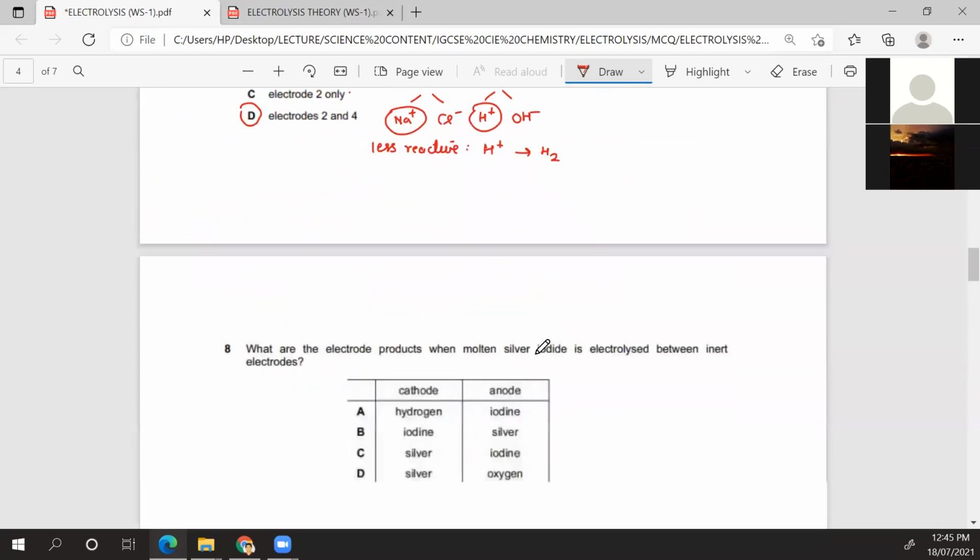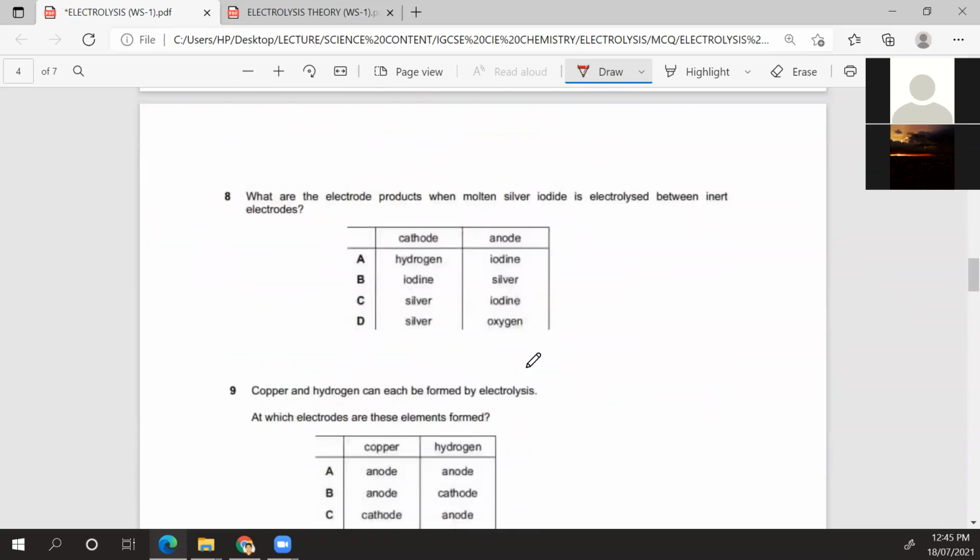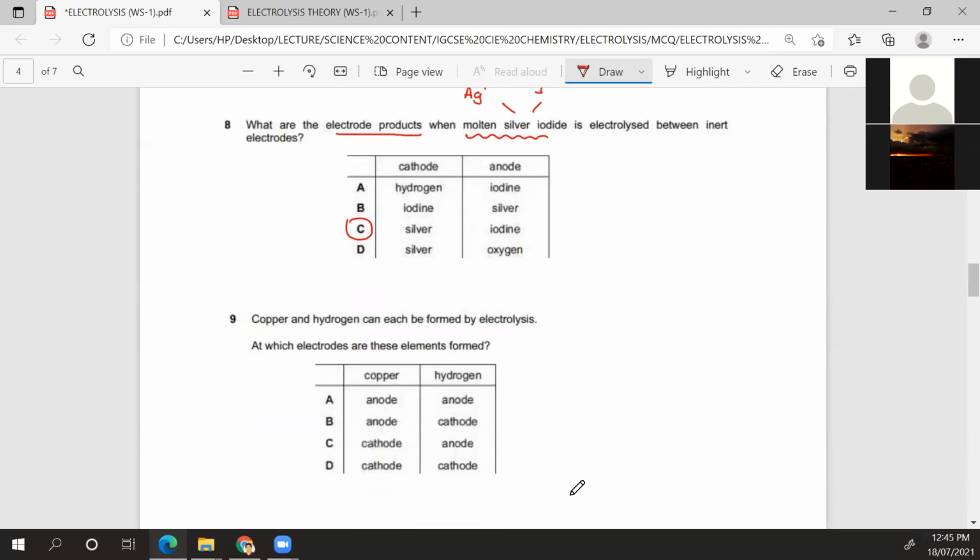Okay, next question, question number 8, Nabiha. What are the electrode products when molten silver iodide is electrolyzed between inert electrodes? Yes, Nabiha, molten electrolyte, so it's Ag+ and I-. So silver at cathode and iodine at anode. That's absolutely correct. Good.